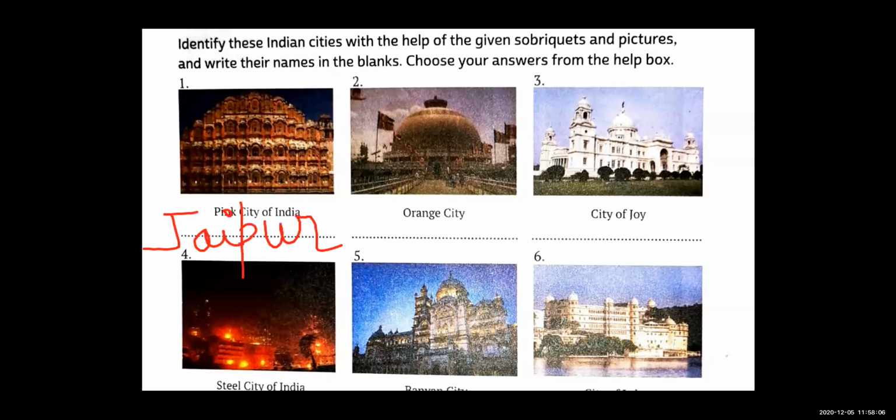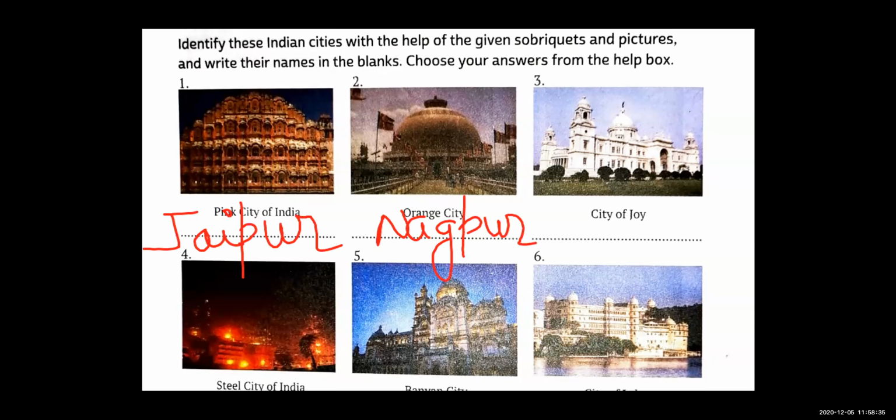Next is Orange City. Now we all love oranges, right? The oranges are famous of Nagpur. Okay, so Orange City is Nagpur. Next is the City of Joy. Next is, children, the city, and it is Kolkata. The City of Joy is, children, Kolkata.